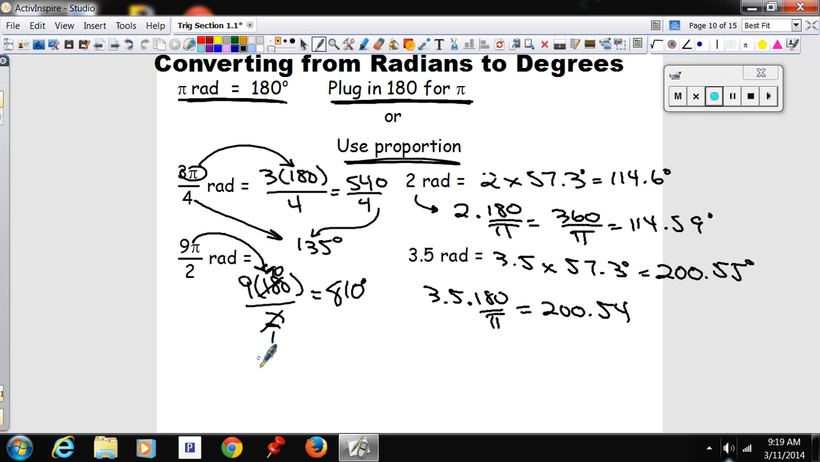Second one. Because 57.3 is rounded off. It's really like 57.29 and a bunch of numbers, right? So 57.3 is a little bit rounded. When we use pi, we're using a more accurate answer. So using this pi right there makes it a little more accurate. So 200.54 is actually a little closer than 200.55.